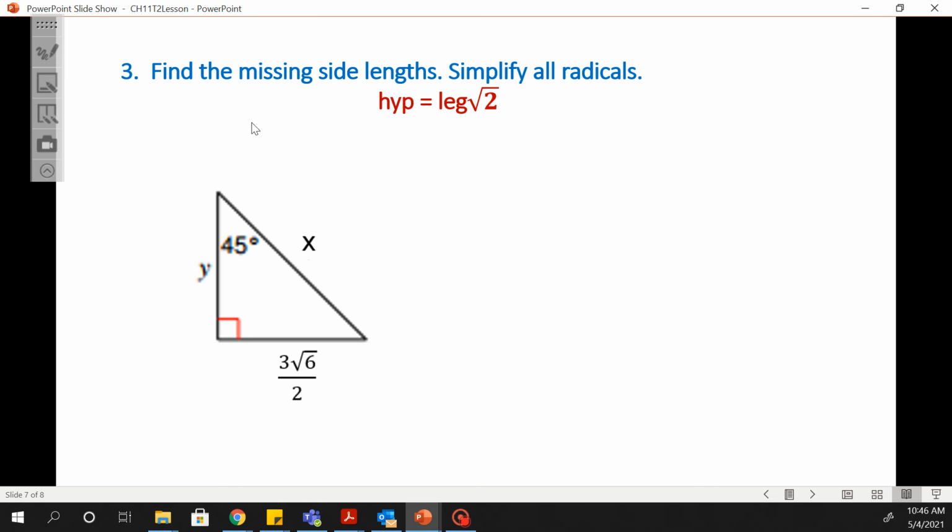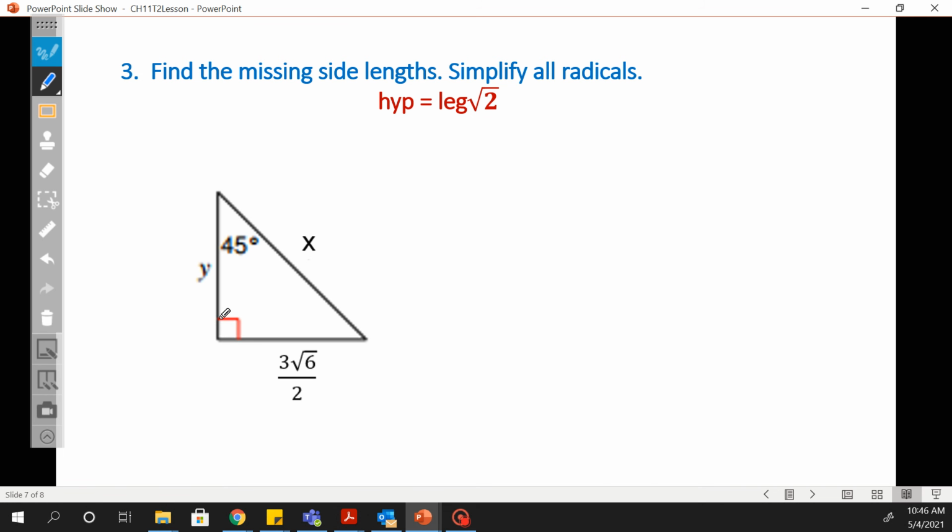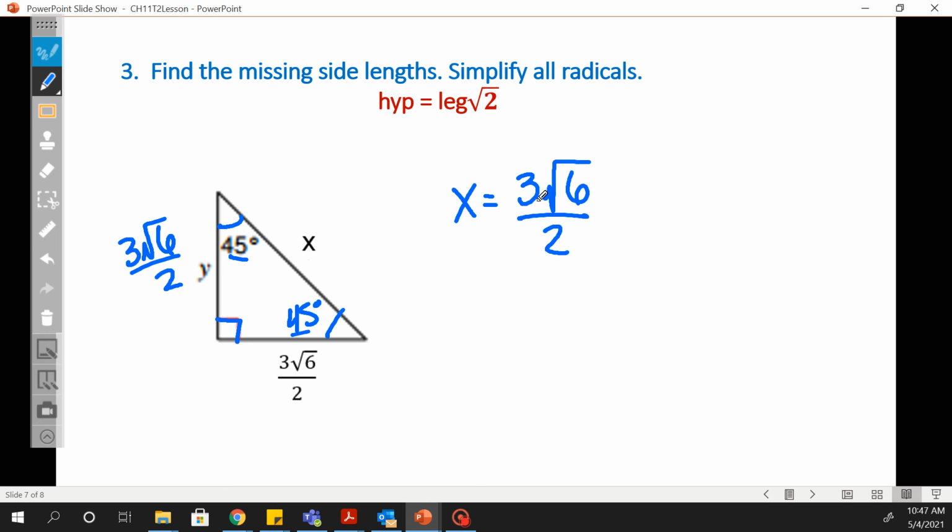Number 3, find the missing side length, simplify all radicals. We got a 90 degree, got a 45, which means this one is also 45, and we have a leg, 3 square root of 6 over 2, which means that this leg is also 3 square root of 6 over 2, because this is a 45, 45, 90. Both legs are the same. The hypotenuse is equal to the leg times the square root of 2. So x, the hypotenuse, is equal to 3 square root of 6 over 2 times the square root of 2.